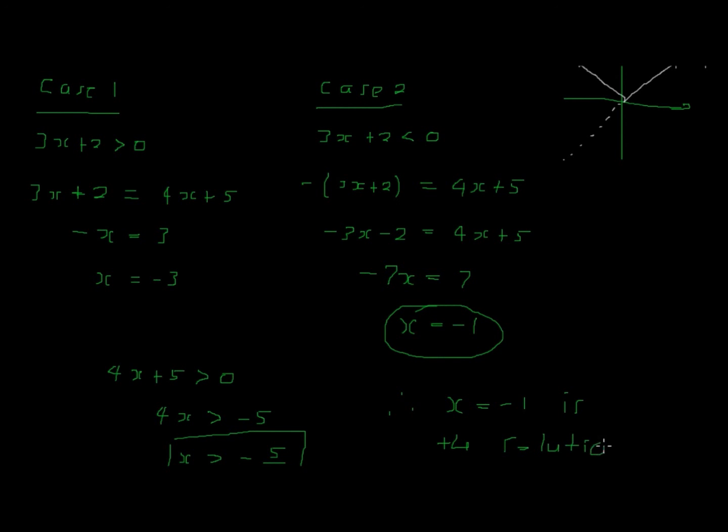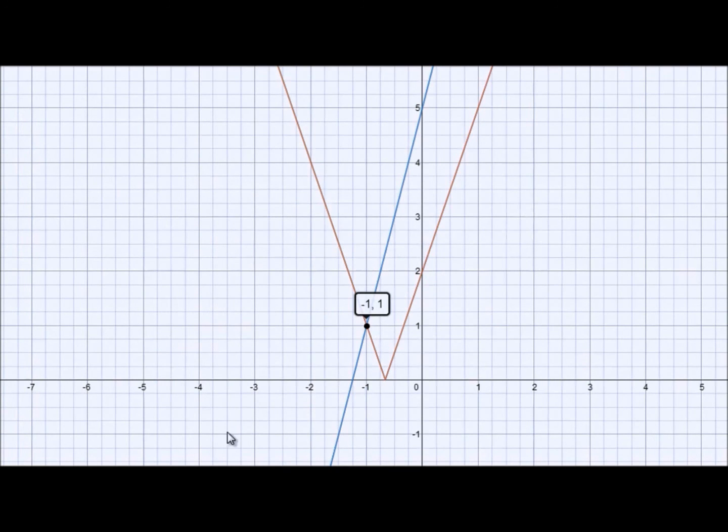Again, I'm going to apologize for my horrible penmanship here. Now, if I go over to the graph to take a look at what that looks like, here's the graph of y equals 4x plus 5. Here's the graph of the absolute value of 3x plus 2. And we see that they intersect at -1.